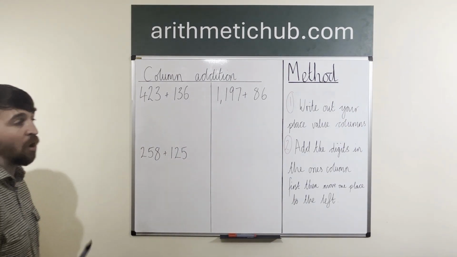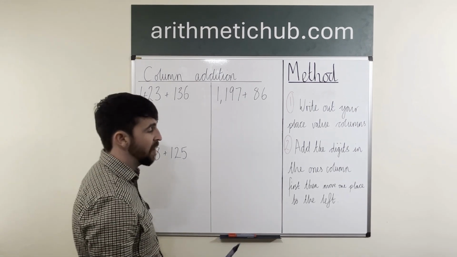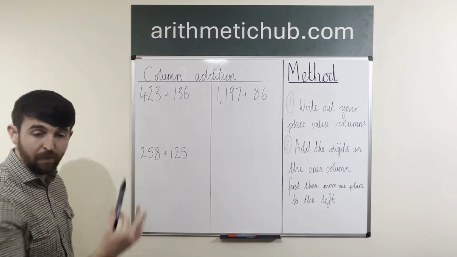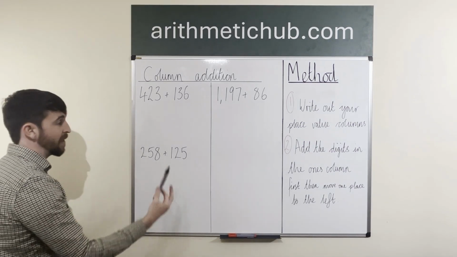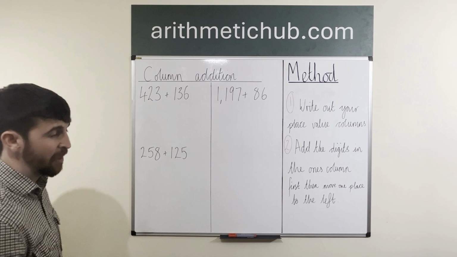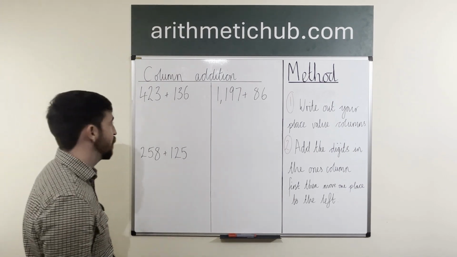The second is to always add the digits in the ones column first, then move one place value place to the left, so then you move to the tens, and then you add the digits in the hundreds, and as you go through school you'll be adding digits in thousands and 10,000s.